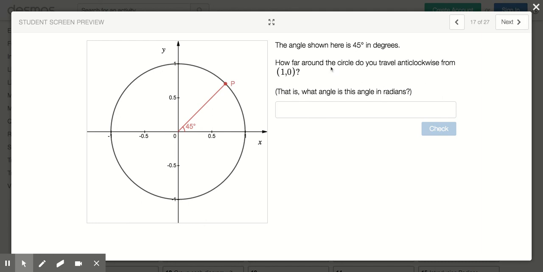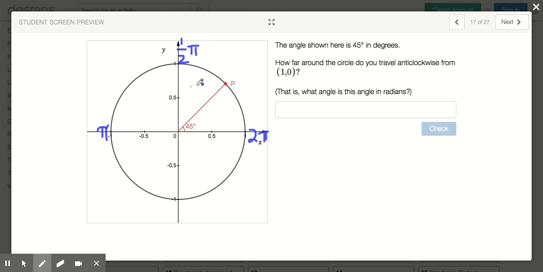For question 17, slide 17, the angle shown here is 45 degrees. How far around the circle do you travel anti-clockwise from 1, 0? That is, what is this angle in radians, okay? Now, looking back at the work that we did already, we know that this is 2 pi. We know that this is pi. And we know that this is half of pi, which you can write as pi over 2.